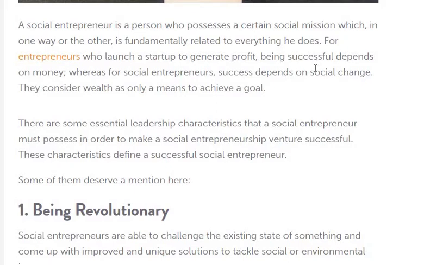How can these people generate the profit? How can these people get the success? How can these people achieve their goal? Okay. According to this, I have some essential leadership characteristics that a social entrepreneur must possess in order to make a social entrepreneurship venture successful. Some of them deserve a mention here.